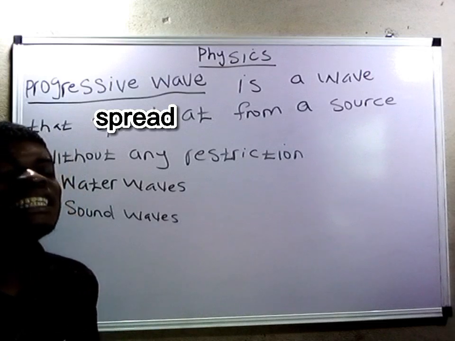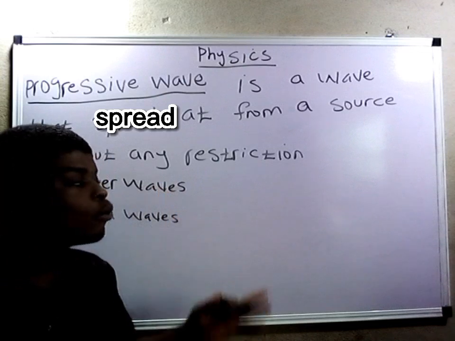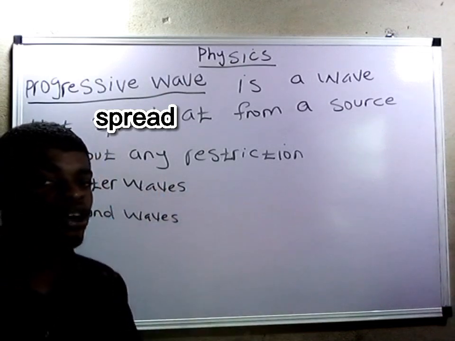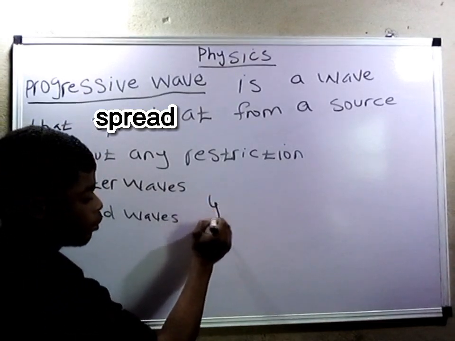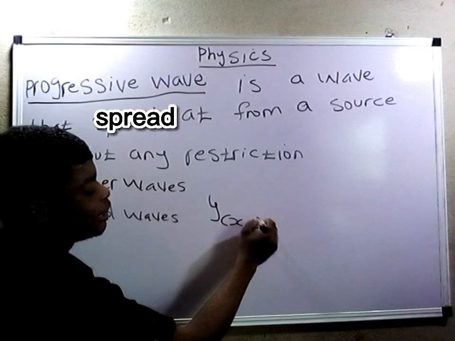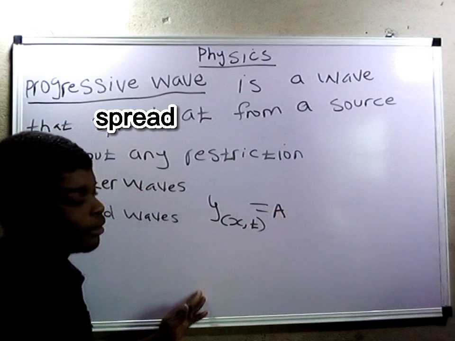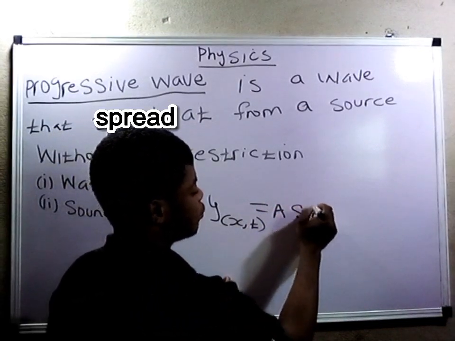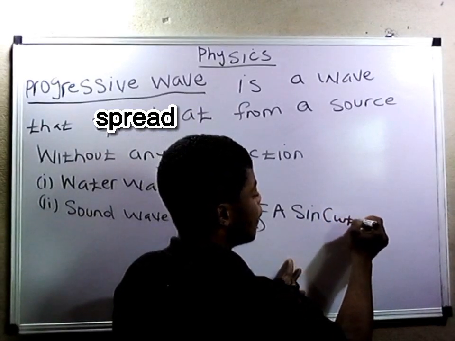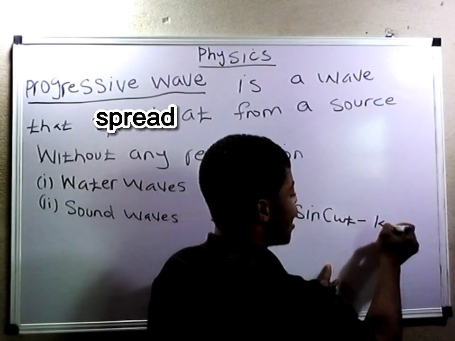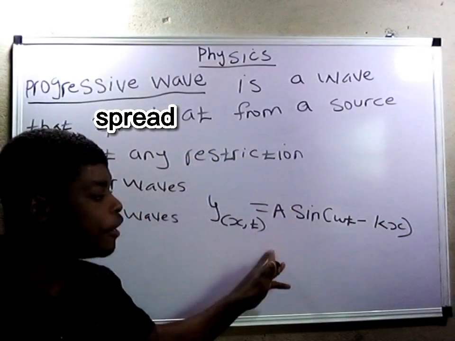A progressive wave has a formula, and that formula is very, very important in solving problems or questions on progressive waves. The formula I will give you right now on the board is y(x, t) equals A sine (wt minus kx). This is the formula for progressive wave.